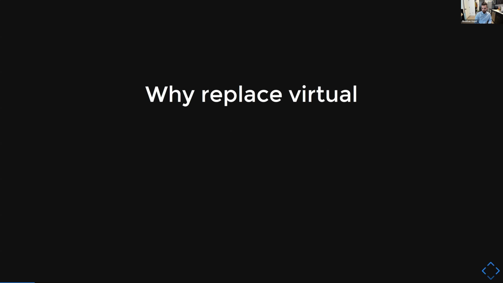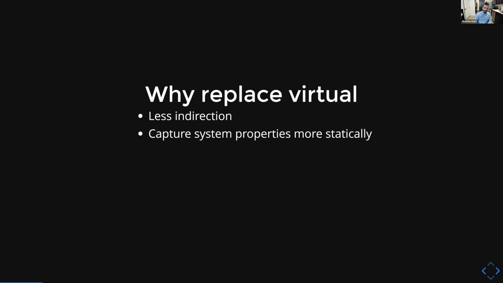So why would we want to replace virtual? If we replace virtual, we get less indirection. Usually to take advantage of virtual, you're going to be dealing with pointers. You may not want to be dealing with pointers. You may have an object that you own directly, and you're introducing a layer of indirection simply to hold a base class instead of holding the object that you actually want to hold. It also allows you to capture system properties more statically. So you can define your system more at compile time if your types are more tightly constrained.